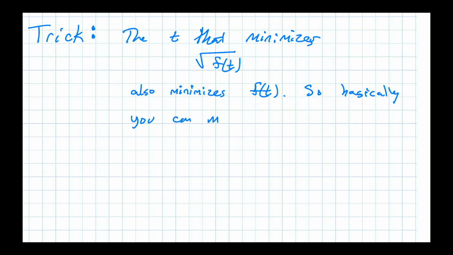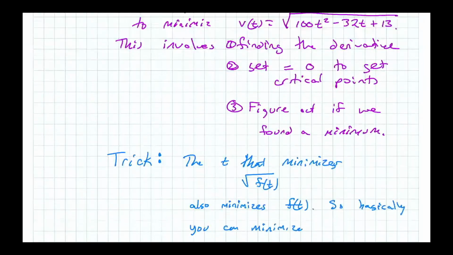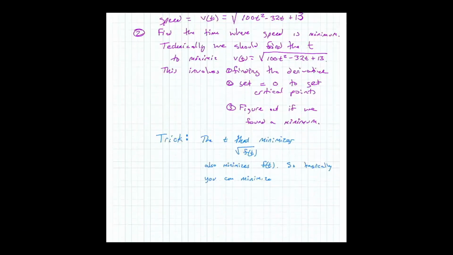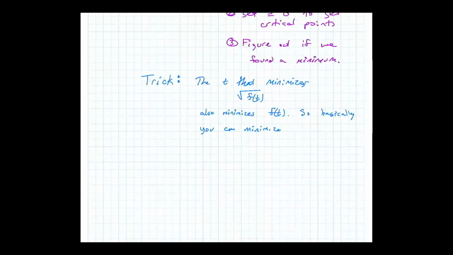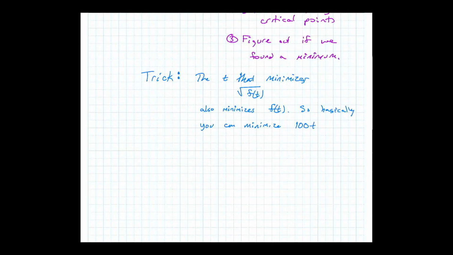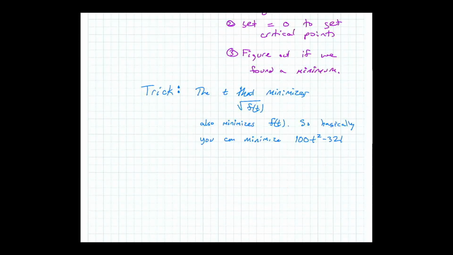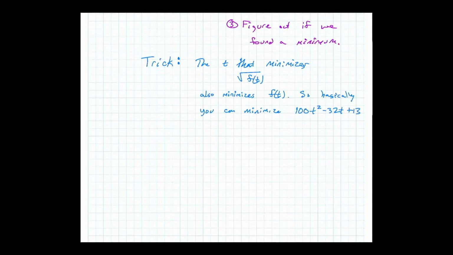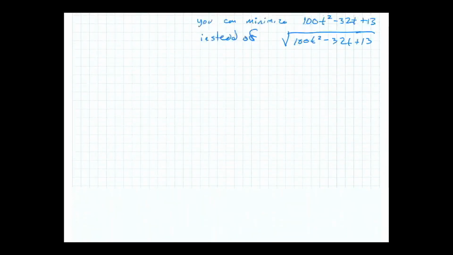You can minimize this one. So I'm just going to say, I need to give it a different name here. Maybe I'll call it... I shouldn't call it S. I don't know what to call it. Speed. It's not speed. I'm just going to write it without the square root: 100t squared minus 32t plus 13, instead of the square root of 100t squared minus 32t plus 13. You can just not use the square root. Okay, so that's what we'll do.